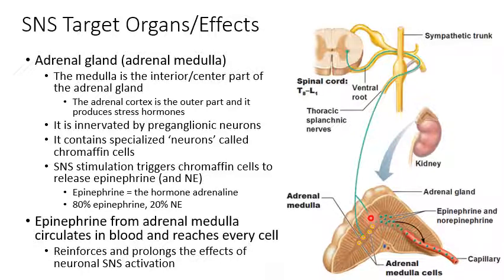So you don't have a postganglionic neuron involved here. Instead, your preganglionic neuron is going to synapse directly onto these chromaffin cells in the adrenal medulla and cause them to release hormone, epinephrine, and a little bit of norepinephrine. And it's hormone because it travels into the blood. Oh yeah, and this is just showing where your adrenal glands are. They're located on the tops of your kidneys.